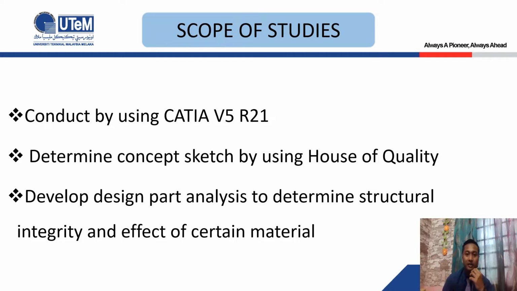And this is my scope of study. First, conduct using CATIA V5R21. Next, determine the concept sketch by using House of Quality. And lastly, develop design part analysis to determine structural integrity and the effect of certain material.